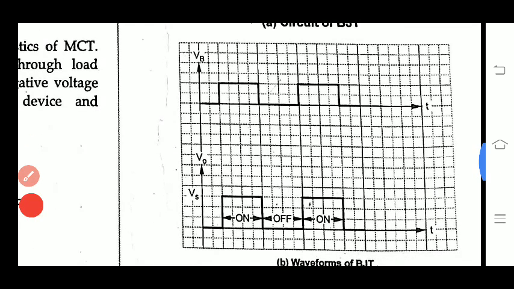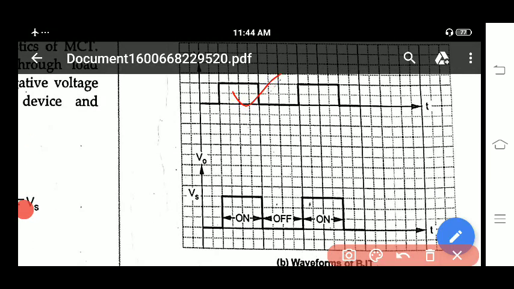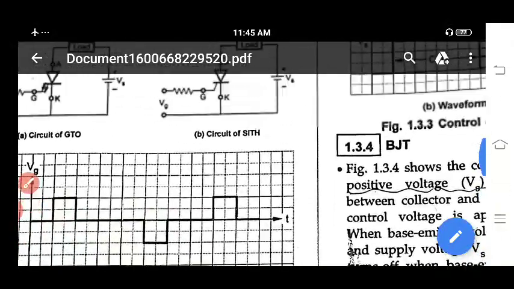Here you can see, if you apply VB, it will turn on. If you remove VB, it will go to off. If you apply this, it will turn on. If you remove this, it goes to off condition. This is the waveform of bipolar junction transistor.